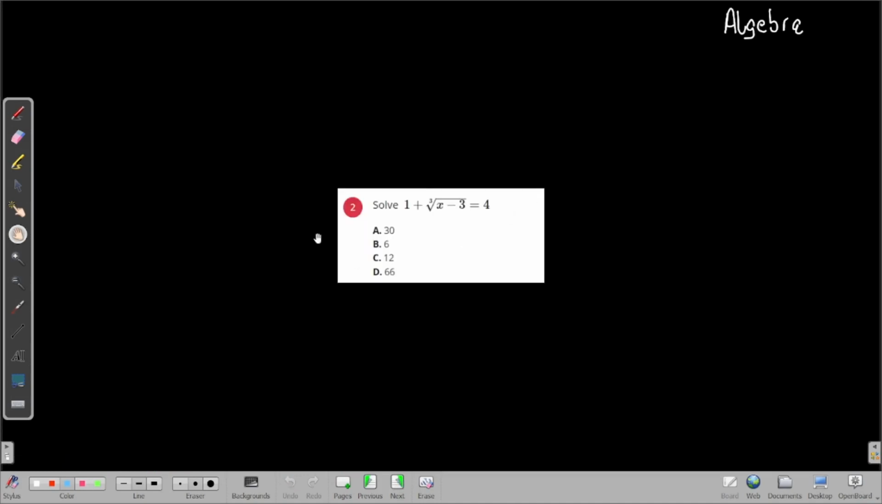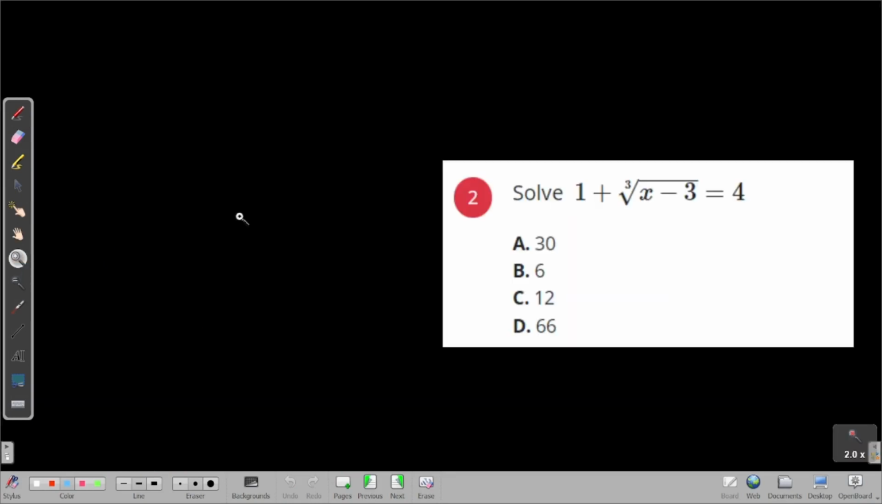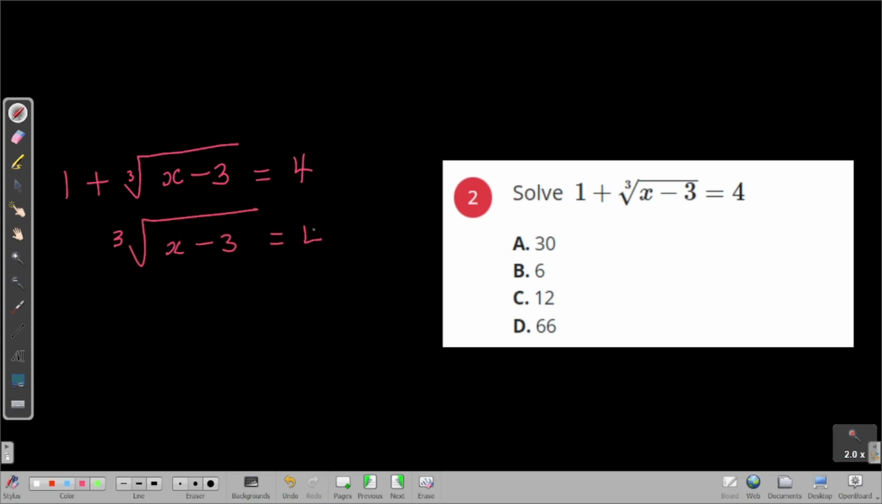Question 2 is on algebra. We have to solve this. This is actually pretty easy to solve. 1 plus cube root of x minus 3 is equal to 4. We want to find what x is. First of all, let's isolate this term. So we have cube root of x minus 3 is equal to 4 minus 1. When 1 goes to the other side, it becomes negative. Cube root of x minus 3 is equal to 3.